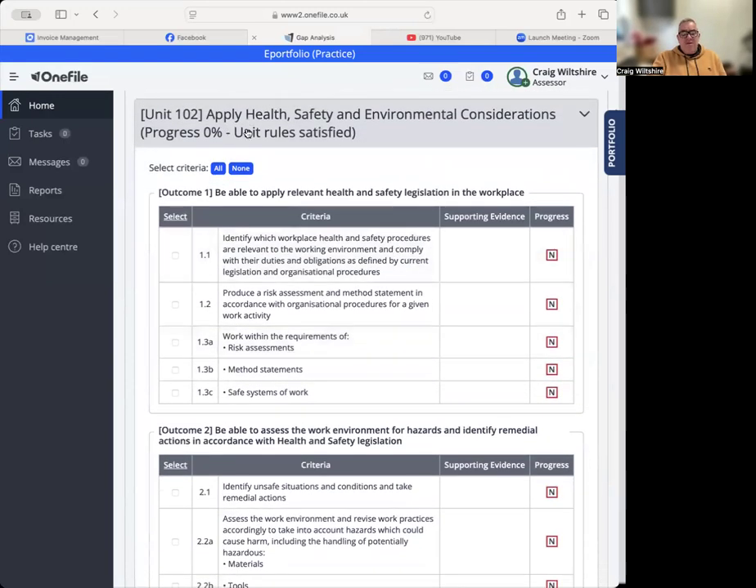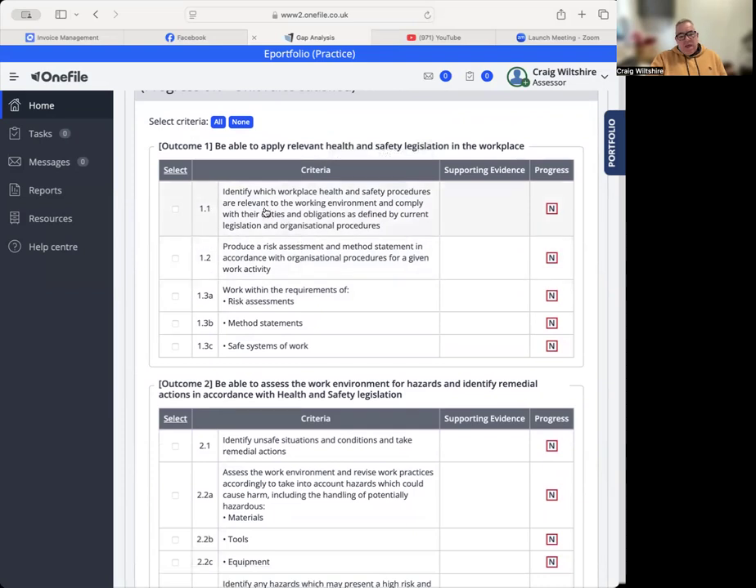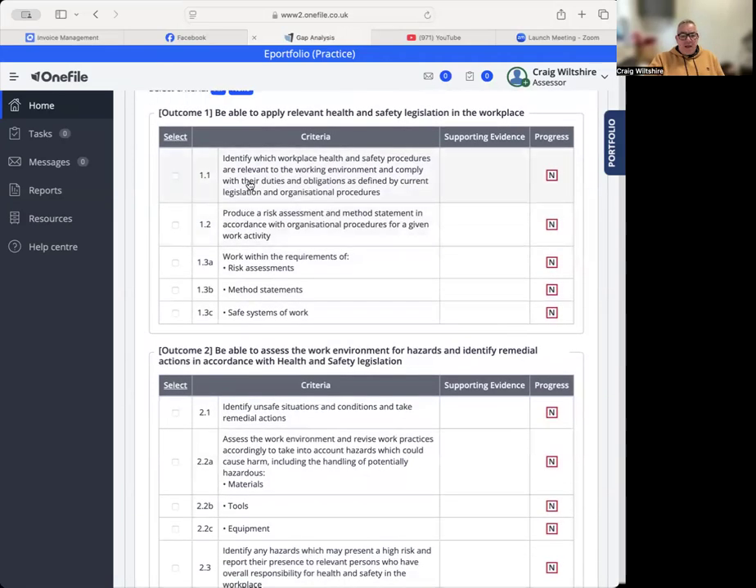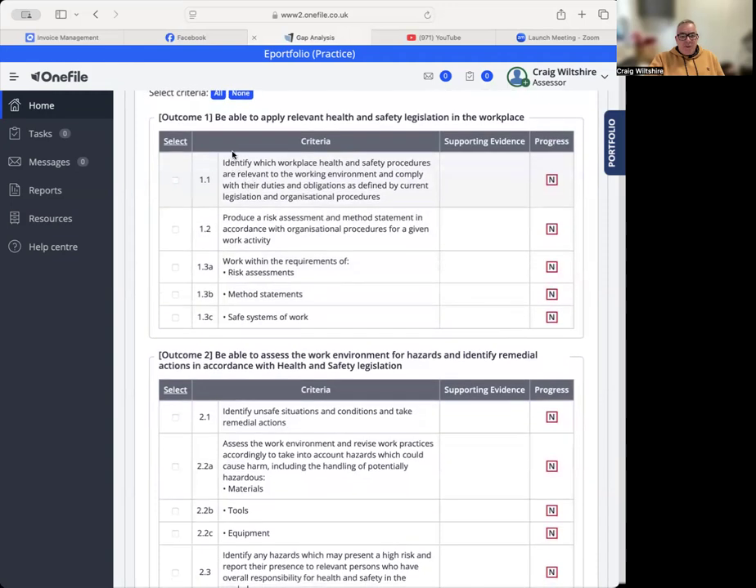So the first unit's health and safety. It's all pretty much the same. As I've said in the book, it's the same across all NVQs. And the way the criteria is written is a little bit blurby. So I thought I'd just run through the gap analysis with you, and then discuss what I would accept as evidence.